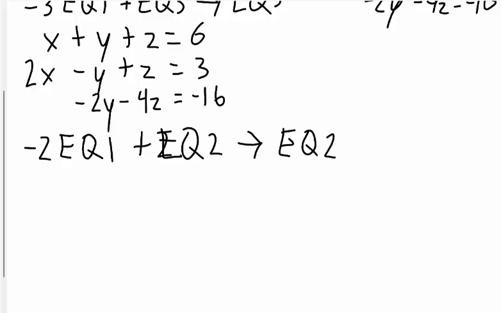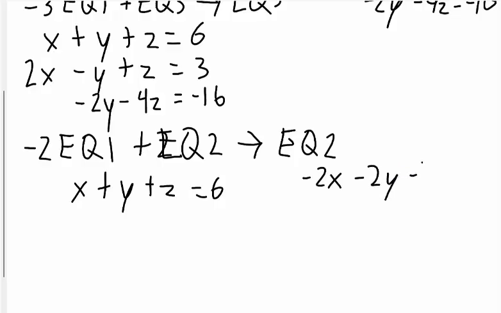So our first one doesn't change again. We get x plus y plus z equals 6. Our second one will. So we're going to multiply the first one by negative 2. So let's just show that we did that. So we have negative 2x minus 2y minus 2z equals negative 12.